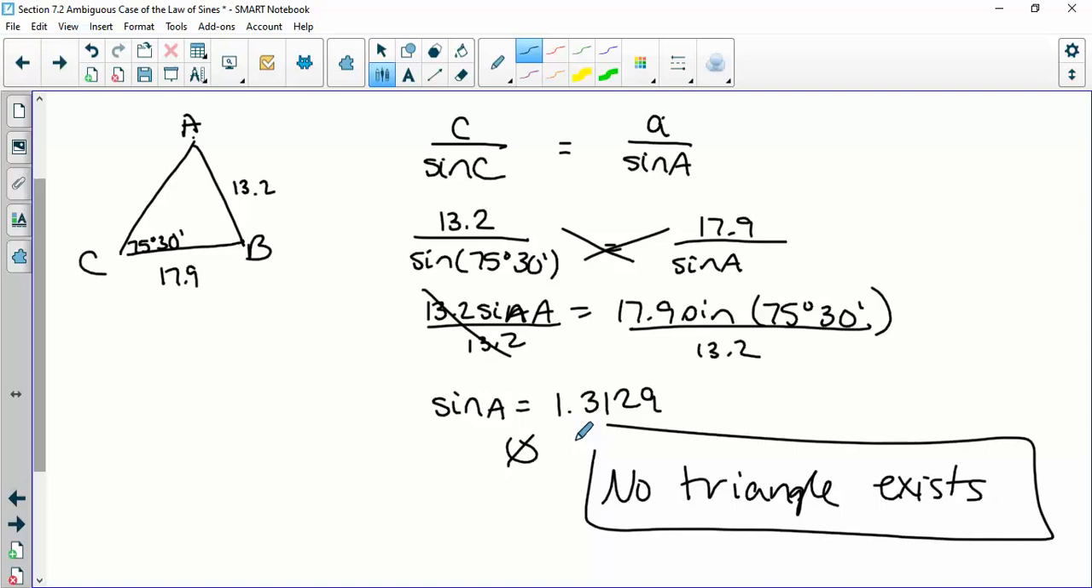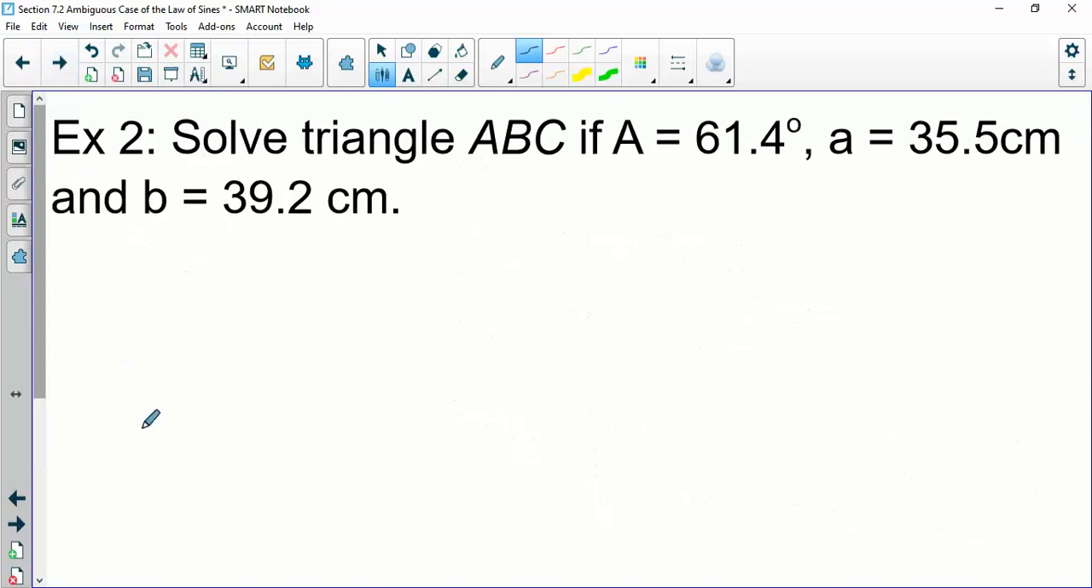And that'll be how it comes every time when there's no solution. You'll get to this point and you'll have sine equals something bigger than 1. And that's when there is no triangle. Let's do another one.